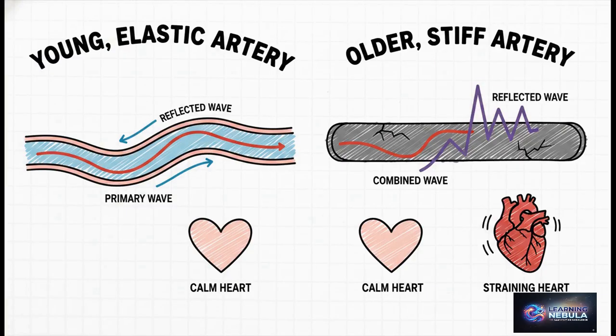So here's the crucial clinical takeaway. The health of the arteries completely changes this story. In young, flexible arteries, that reflected wave comes back late, which is good. It helps coronary perfusion. But in older, stiffer arteries, that wave comes back much, much faster. It actually crashes into the primary wave, which jacks up the blood pressure and forces the heart to work a lot harder. This is a super important concept.